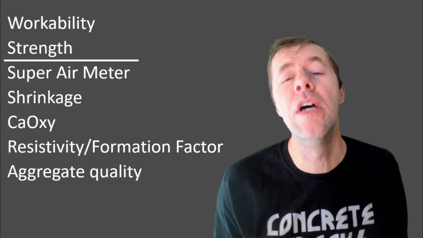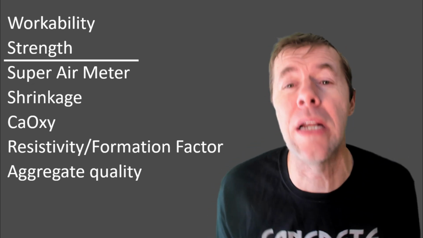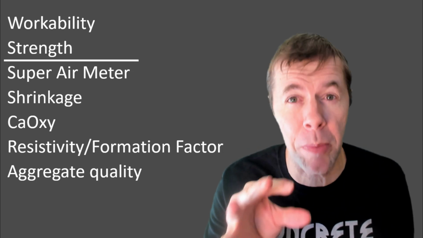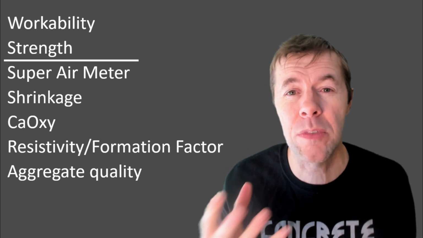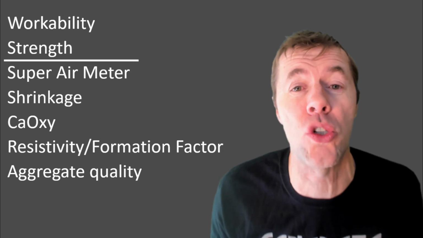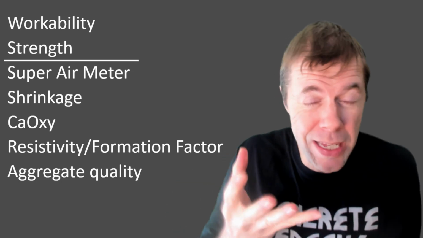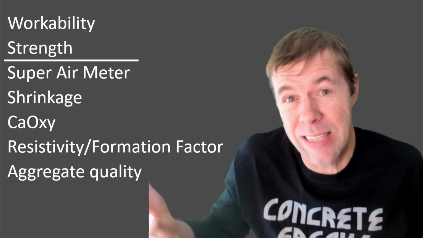So you may want to start out using your workability and strength test because they're essential to make sure your concrete is right. But then you may want to use a super air meter to test the air void system to make sure whatever admixtures you're using are playing well together. You may want to look at shrinkage to make sure that, again, your concrete doesn't shrink too much. Do it in a lab, because this test takes a while.